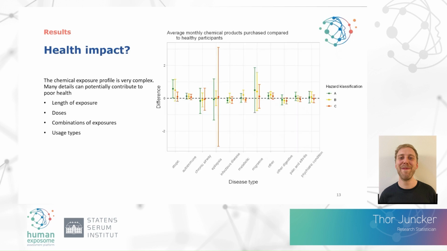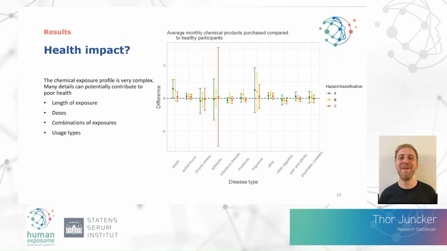But before we start using all of those things, we just plotted the average monthly chemical product purchase, where we compared people that have reported some kind of disease in these disease groups to people that are healthy, or at least people that did not report any kind of diseases. And then we stratified according to the Kimmel hazard classification.